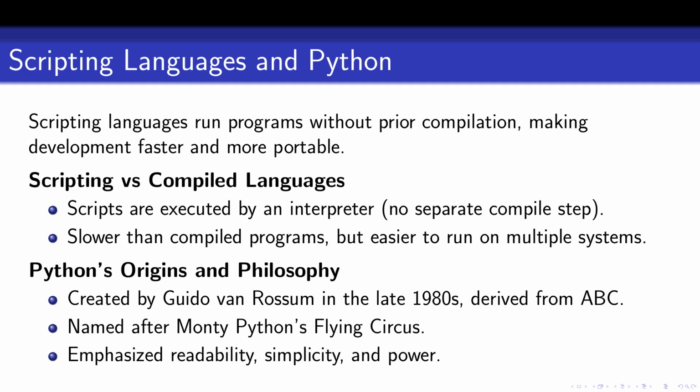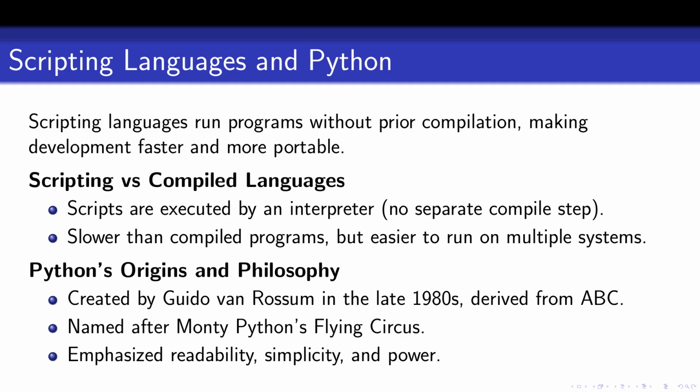Now let's bring things back to programming, specifically scripting languages. Unlike compiled languages like C or Java, where code is translated into machine instructions ahead of time, scripting languages are interpreted. That means your code is read and executed line by line by another program called an interpreter. This makes scripting great for rapid development and cross-platform compatibility, because as long as the interpreter is installed, you can run your script on any machine.